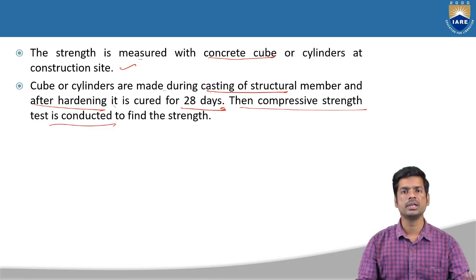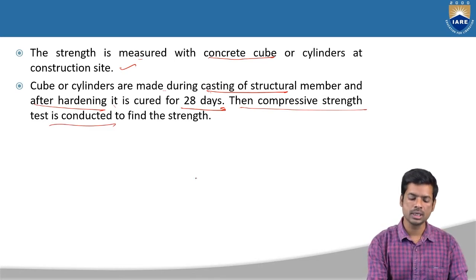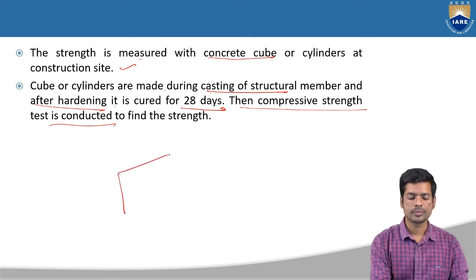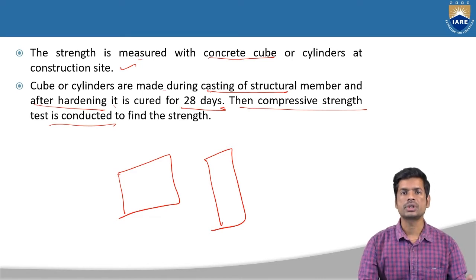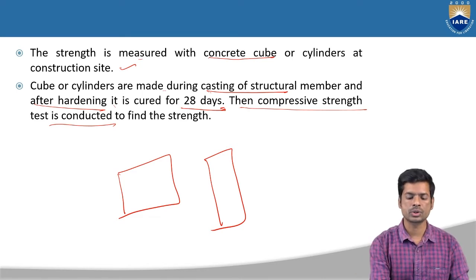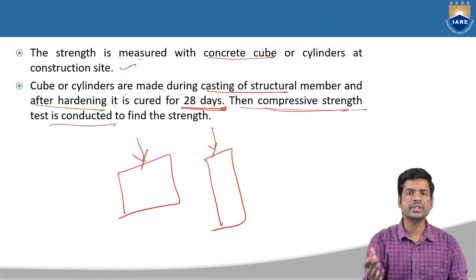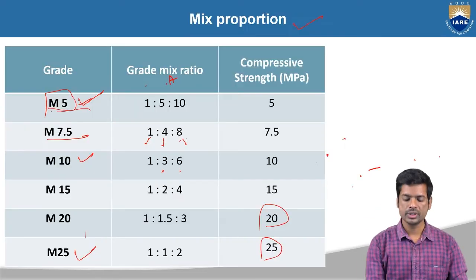First, initially we are going to mix the sample and make cubes or cylinders. After casting these cubes or cylinders, we place them for curing. After curing for 28 days, next we are going to conduct the compressive strength test on that particular cube or cylinder. Then after that we will know the strength of the concrete.